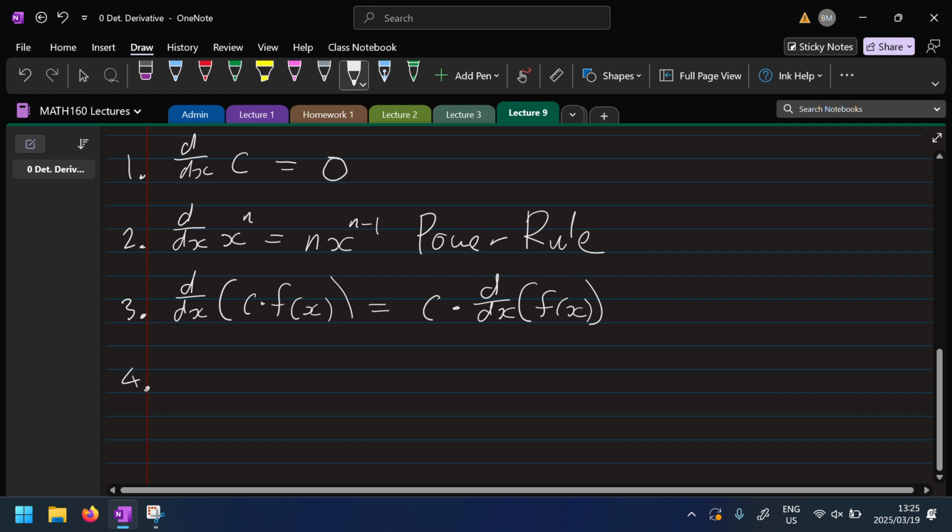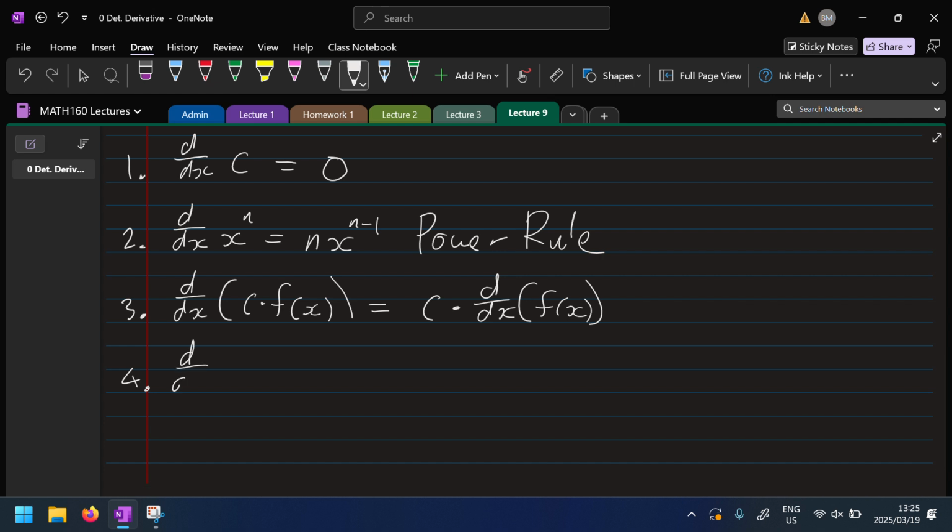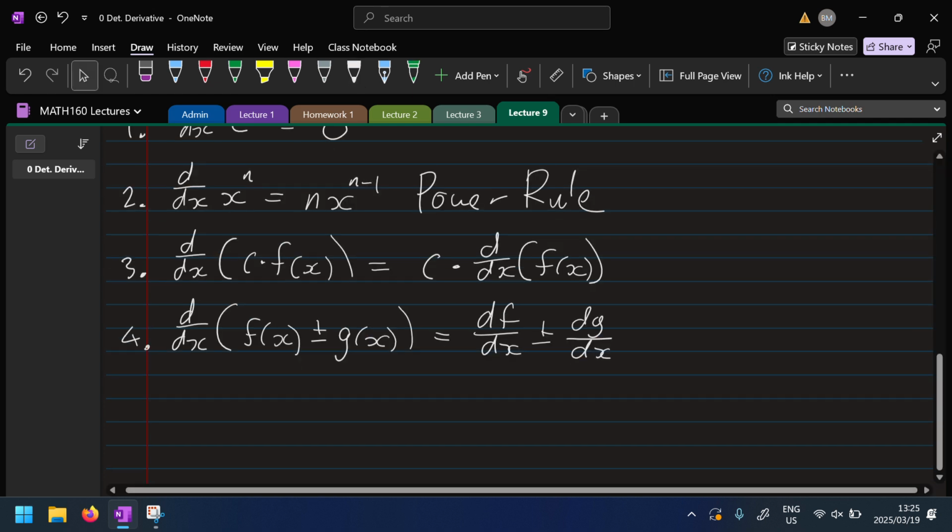Okay, number 4, if we have the derivative of f of x plus or minus g of x. Okay, plus or minus, it doesn't matter. Then we can take the derivative of each one separately. So this is going to be df by dx plus minus dg by dx. So here the derivative was outside the sum, and now we have the sum of the derivatives. So it distributes onto each function.